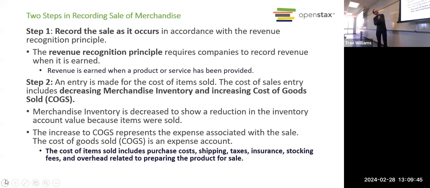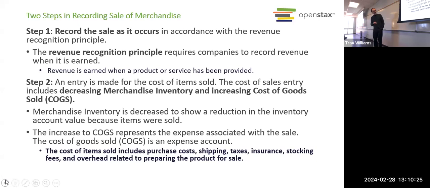So, if you need to record a sale, you have to remember the revenue recognition principle. You record that sale because you provided the product or service, right? Regardless of whether or not the customer has paid. And then you also record the cost of goods sold. So whatever was the cost of that merchandise that you just sold, you record it as cost of goods sold, which is an expense. And you also reduce your merchandise inventory by that amount so that you know how much inventory you still have left.